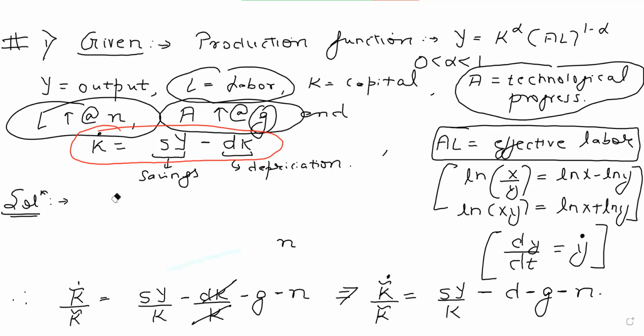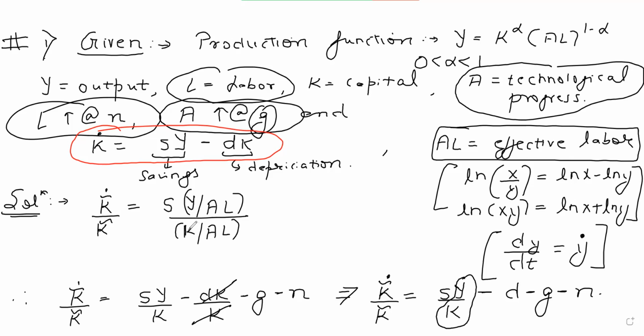If I erase this initial part now and continue with the algebra, I can write K tilde dot by K tilde is equal to s times, now if you look at Y by K, students, what can I do? I can divide both numerator and denominator by AL to convert to per effective terms. So I can write Y by AL divided by K by AL. The reason I am dividing the numerator and denominator by AL is so that I can convert into per effective terms. And within this whole expression, I can take a minus common. So I get d plus g plus N.